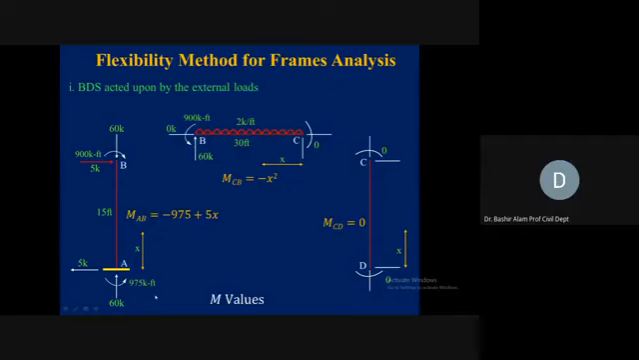I mean, 2 multiplied by 3 is 6, but if I ask you to do 975 plus 5x times a plus b, it becomes more complicated. So you choose the origin in a way that results in a simple product.